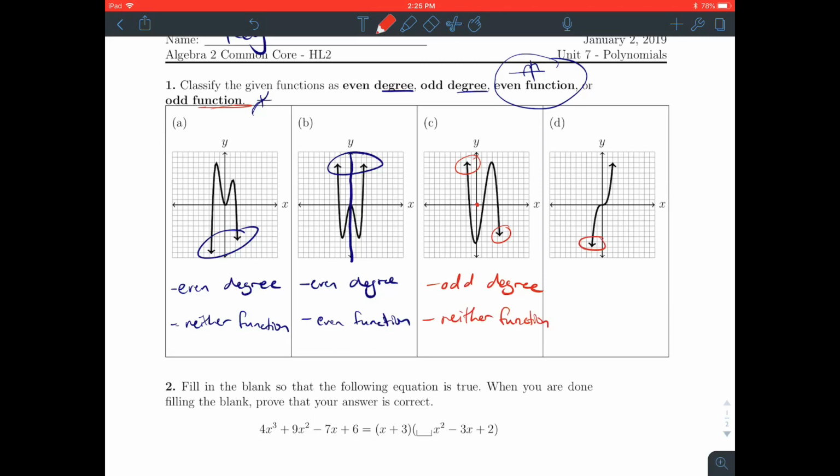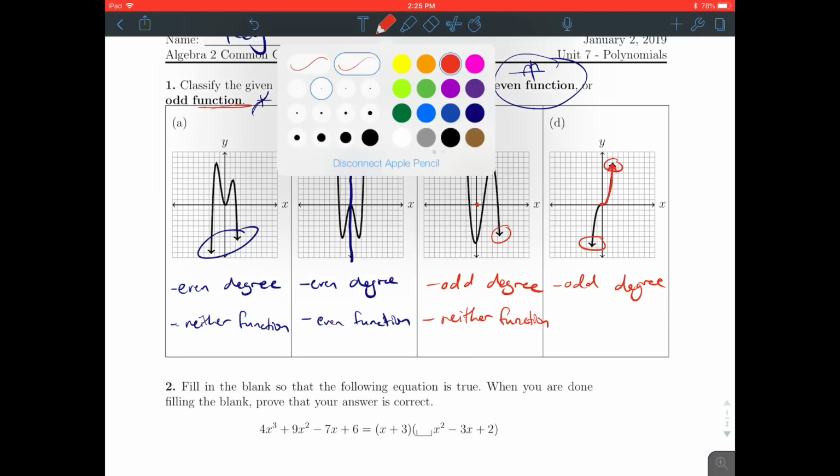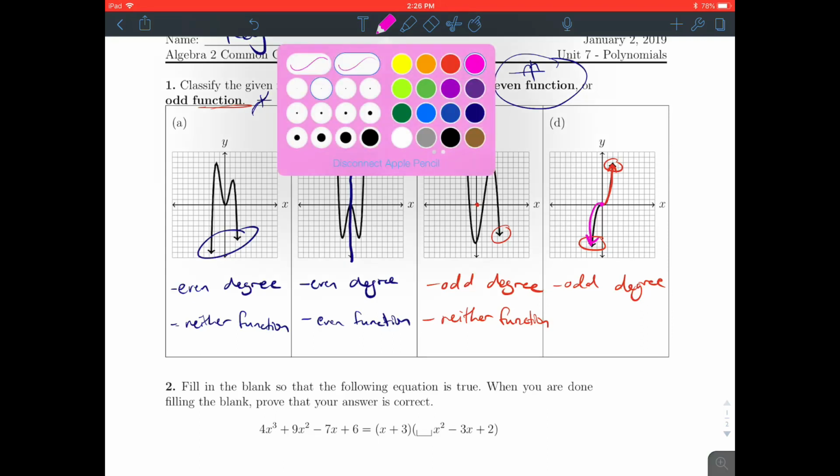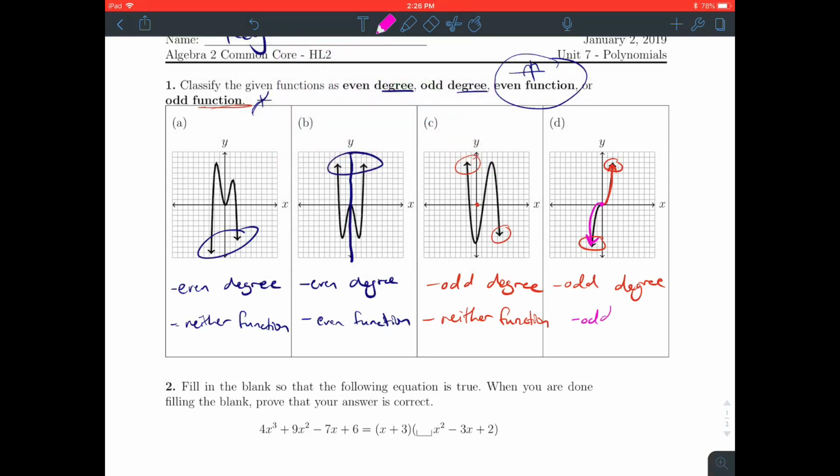For the next one, the arrows are facing opposite ways. That means it's odd degree. And if you take this piece and you rotate it 180 degrees, it will exactly land on the other side. So in addition to being odd degree, it is an odd function as well.